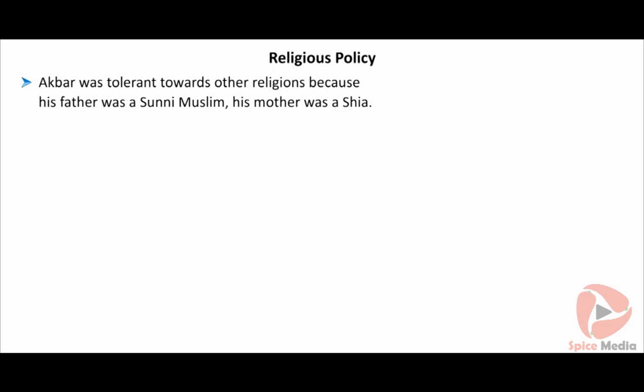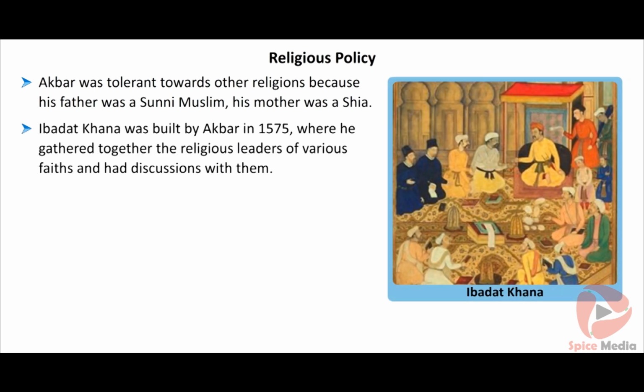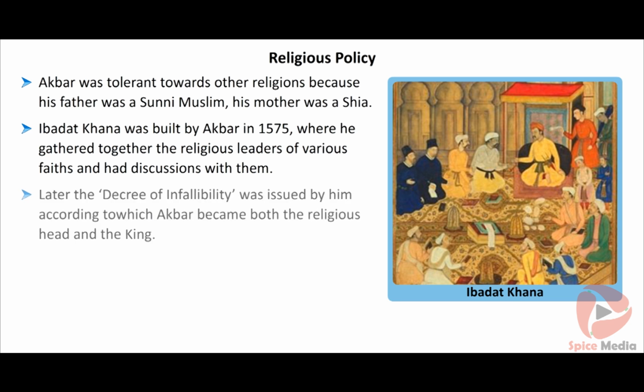Akbar was tolerant towards other religions because his father was a Sunni Muslim and his mother was a Shia. Bairam Khan, his guardian, was a Shia and his tutor Sheikh Mubarak was a Shia as well. Ibadat Khana was built by Akbar in 1575, where he gathered together the religious leaders of various faiths and had discussions with them. Later, the decree of infallibility was issued by him, according to which Akbar became both the religious head and the king as well.